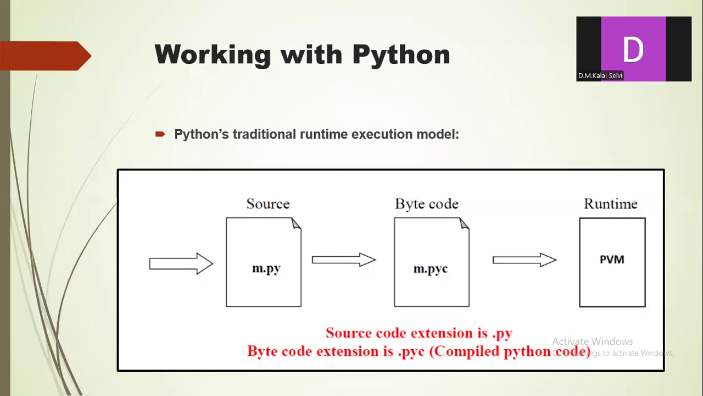Regarding the programming model, Python code is executed at runtime. Python code is written and saved with the .py extension. The compiler will compile it and the bytecode transformation is with the extension .pyc, which is given to the Python virtual machine.